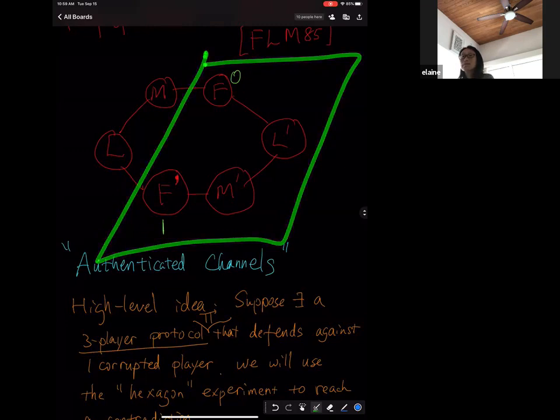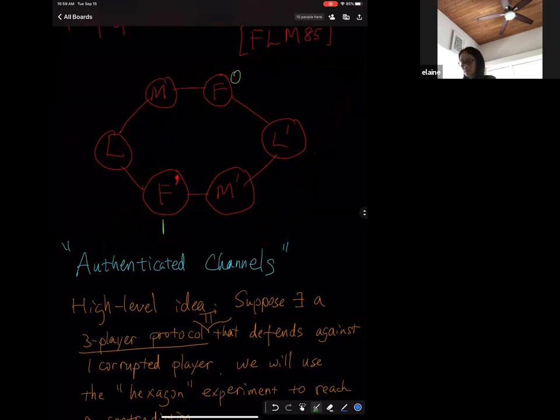It doesn't matter what's going on between L prime and M prime, or what's going on between F and L prime and F prime and M prime. So the only thing that matters, if F is running all these 4 nodes, is what's going on between F, M and F prime, L, right?